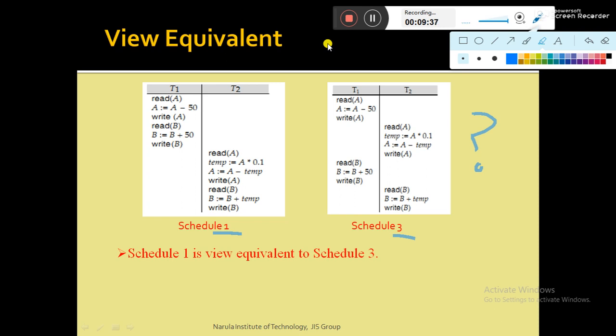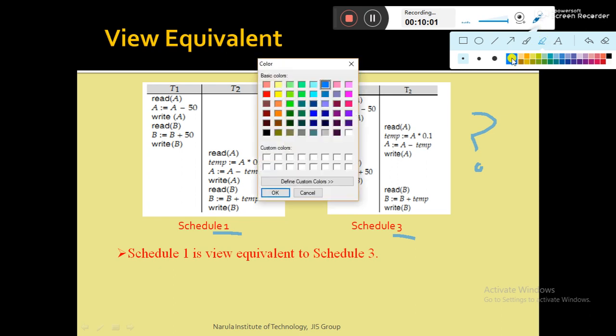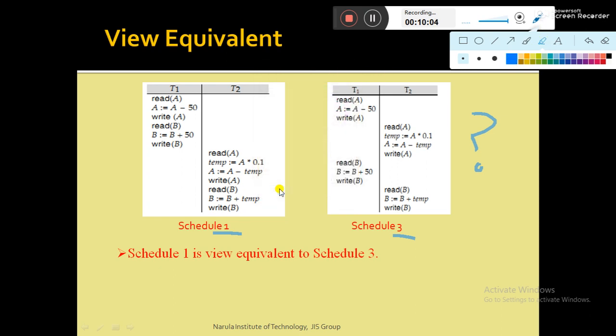So what was the first condition? The first condition that we have to check is that the transaction which reads the initial value of A in schedule S should also read the initial value of A in schedule S prime. That is known as the initial read operation. Let's check whether this is satisfied or not. If you consider the first data item A, in schedule 1 the data item A is initially read by transaction T1, and in schedule 3 also the data item A is initially read by transaction T1.